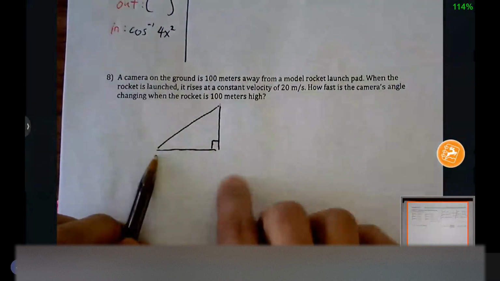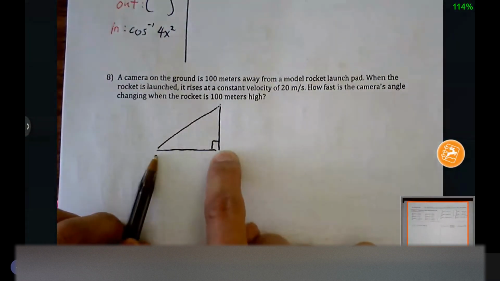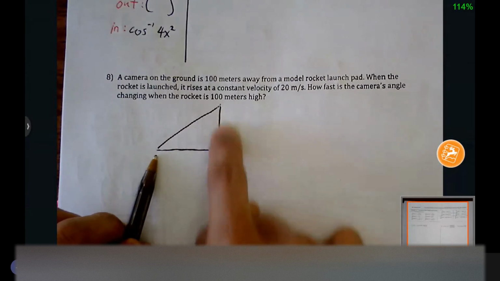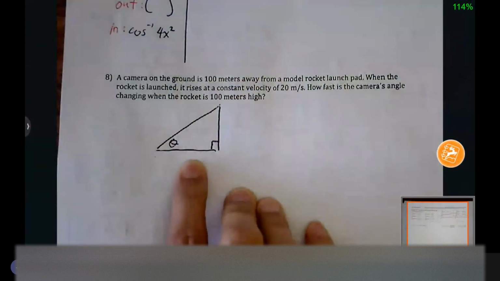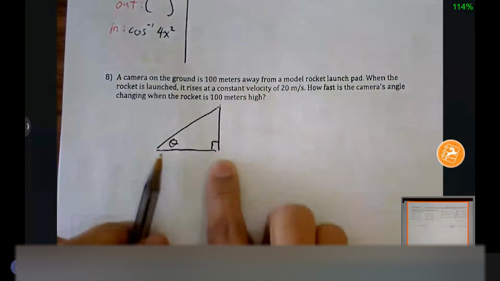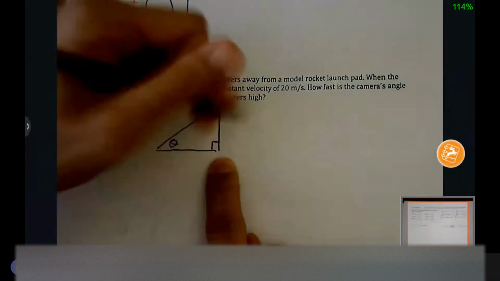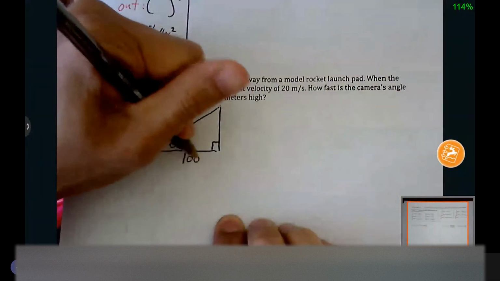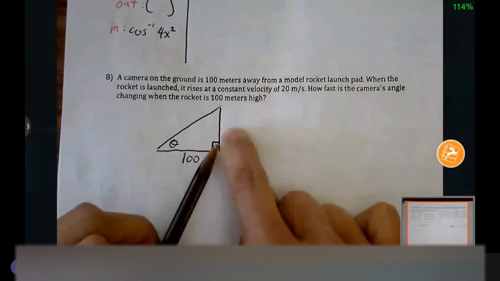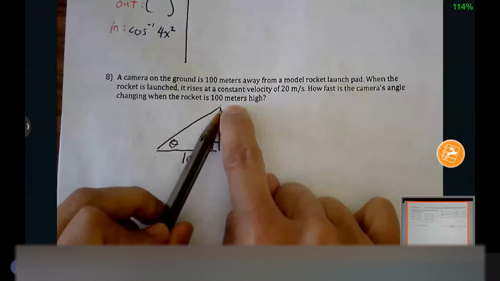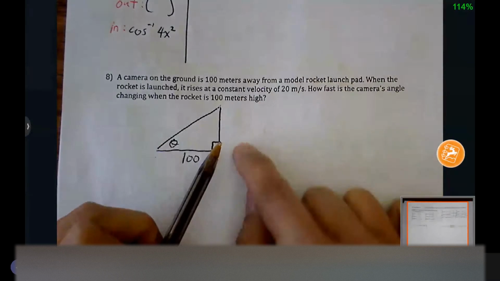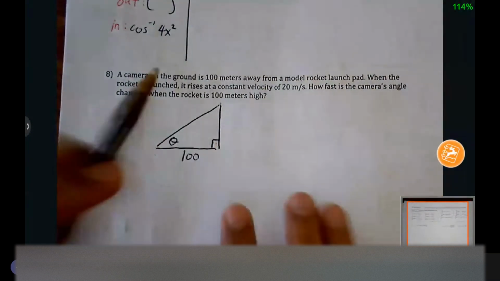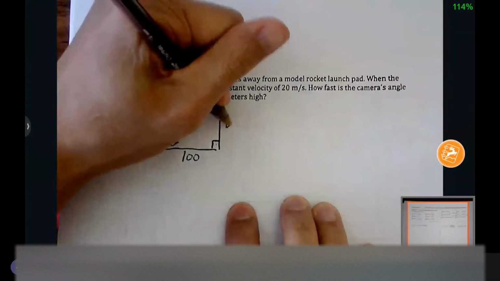Camera is here, launch pad is here, and the rocket is going to rise in this direction. So theta goes here. We know the distance between the camera and the launch pad is not going to change, so 100 meters. However, the rocket will continue to rise, so that's going to cause this distance to continue increasing. So we don't want to put a number in for that, right? That's going to be a variable. I'm going to use y.